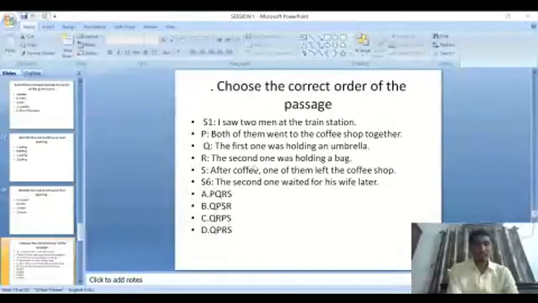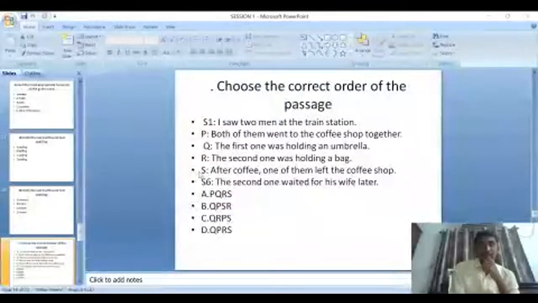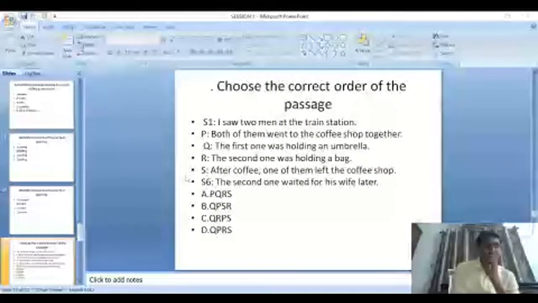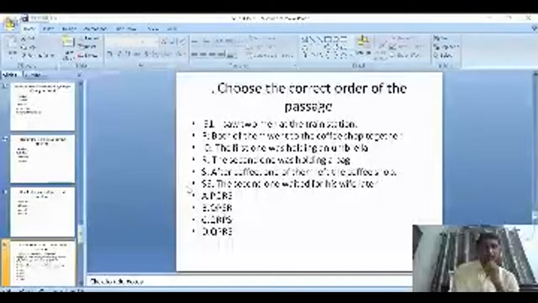So if we look at this, I saw two men at the train station. So he's stating that he saw two people. The first one is, both of them went to the coffee shop together. He's describing that they went to the coffee shop. So is it the correct statement? Definitely no, right? So it should be the one describing whom he saw.